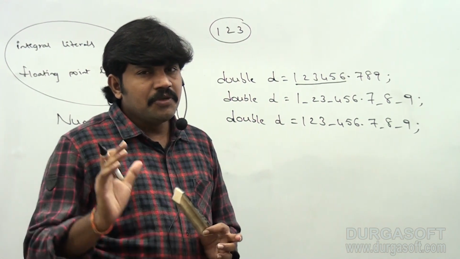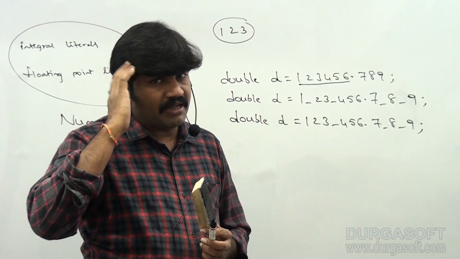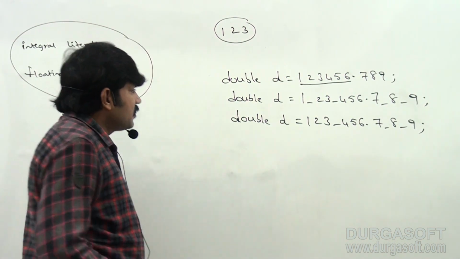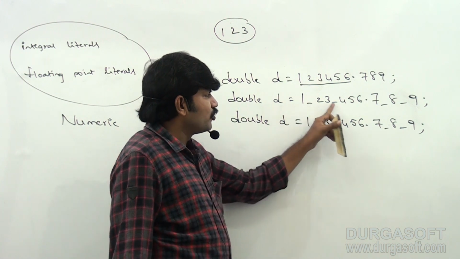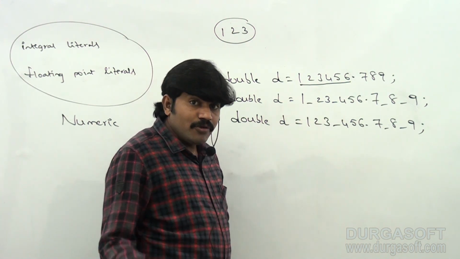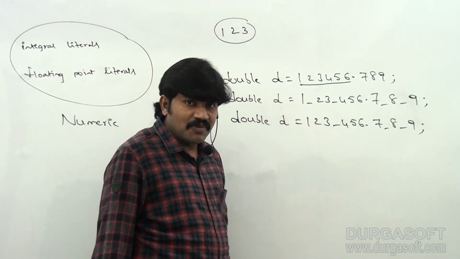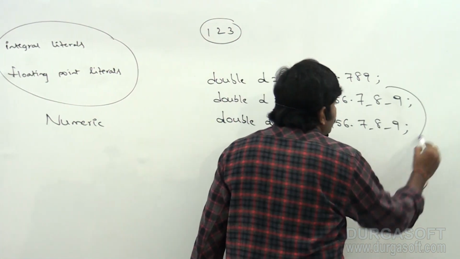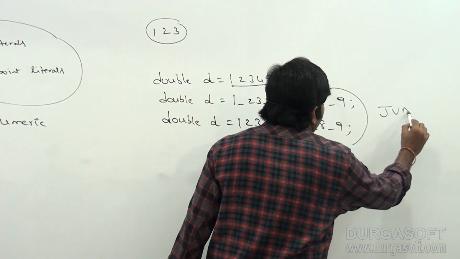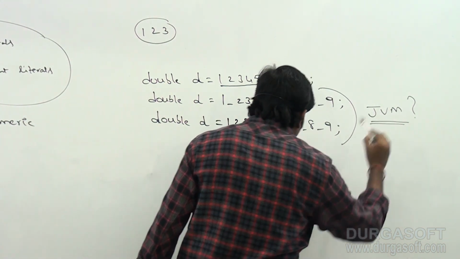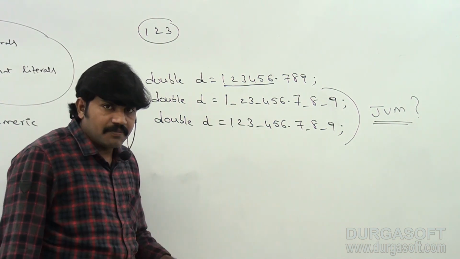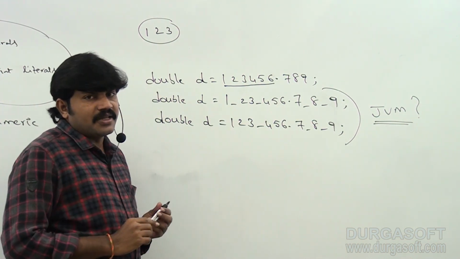Now immediately a big doubt came in your mind, I'm sure. Sir, Indian people are adding 2 underscore symbols, but US people are adding only 1 underscore symbol. So how can the JVM differentiate these two things at runtime and identify that both are the same? This is your doubt.